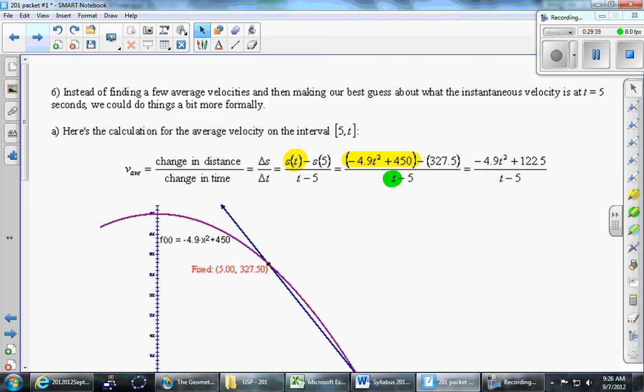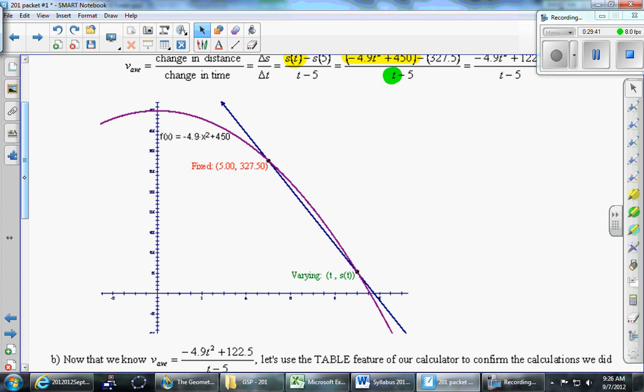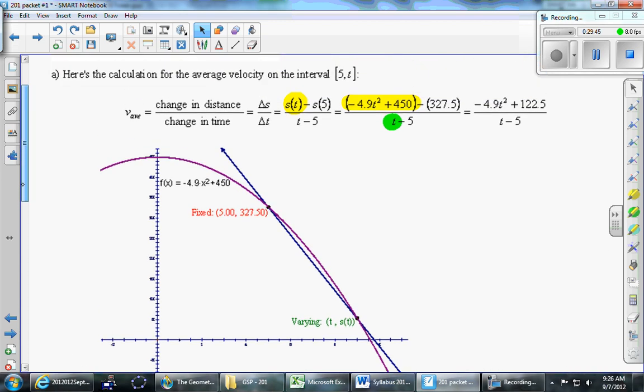I've got a picture that should look familiar. It's just a static version of the thing we looked at a minute ago. And anyway, we have this formula here that the average velocity between t seconds and 5 seconds is given by that fraction right there.